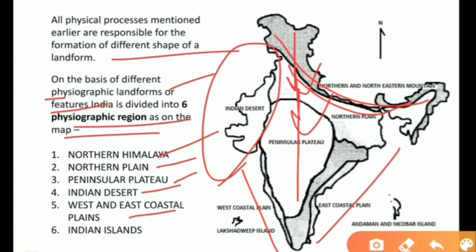What is coast? I have already mentioned it in my previous video. Now last one, we have Indian islands. We are having two important islands. In the Bay of Bengal, we have Andaman and Nicobar Islands, and in Arabian Sea, we have Lakshadweep Islands.